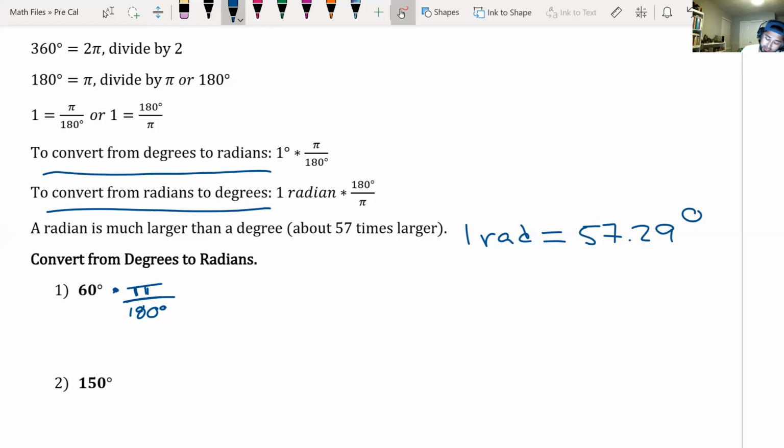Okay. So here we have 60 degrees. We want to convert it to radians. So you'll multiply 60 by pi over 180. This will give you 60 pi over 180, which will reduce to what? 60 over 180, one pi over 3. That's it. So what we're saying here is that 60 degrees is equivalent to pi over 3 radians. So 60 degrees is the same as pi over 3 radians.